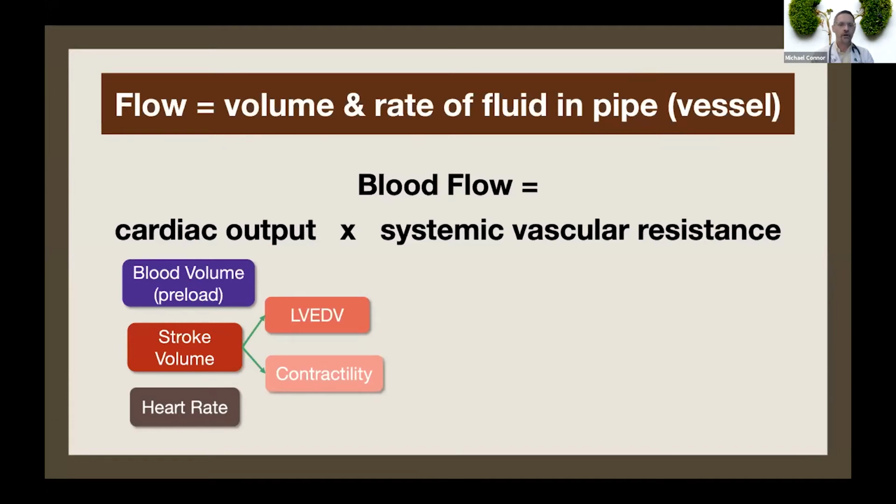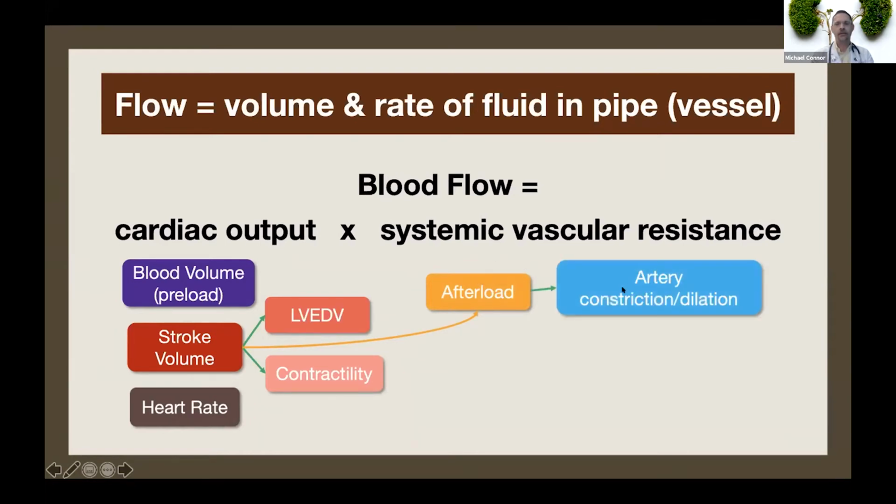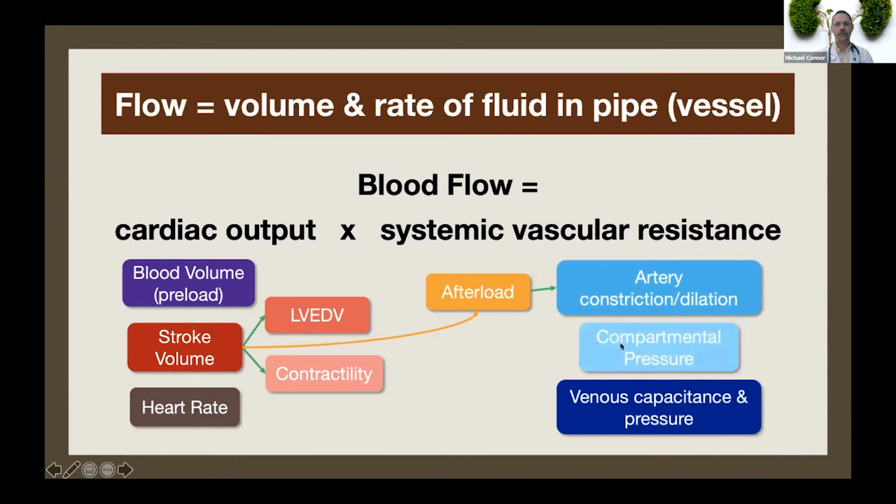It's determined by stroke volume, and stroke volume is obviously dependent on left ventricular end diastolic volume, as well as contractility of the heart. And then heart rate obviously impacts cardiac output as well. Stroke volume is also determined by afterload, which is systemic vascular resistance, and afterload is obviously largely determined by arterial constriction and dilation. But systemic vascular resistance is also determined by compartmental pressures and venous capacitance and venous pressures. So let's focus on these two issues now as we move forward through the rest of this talk.